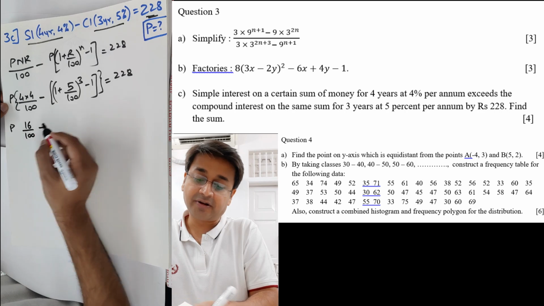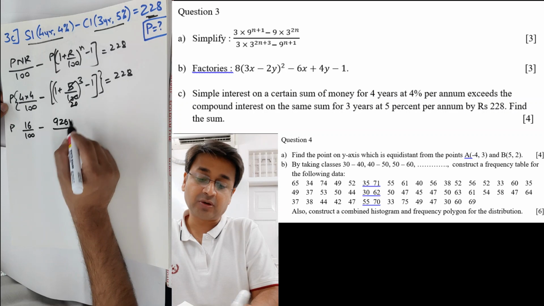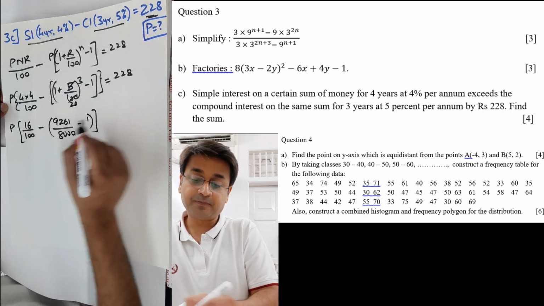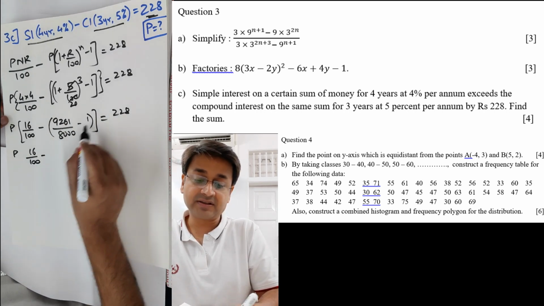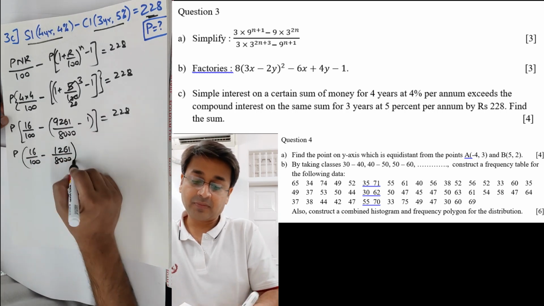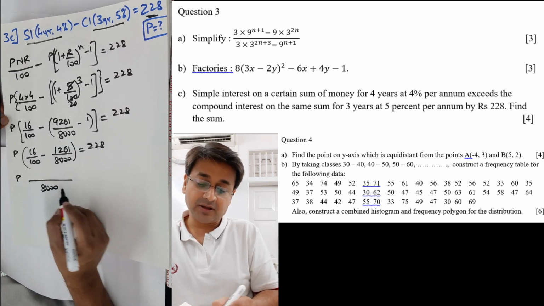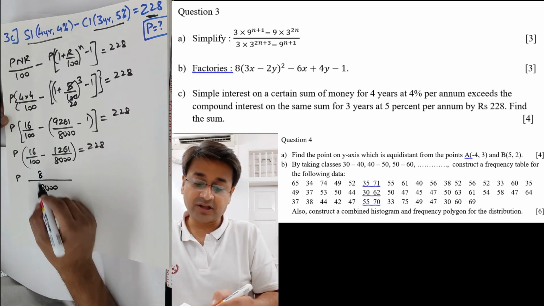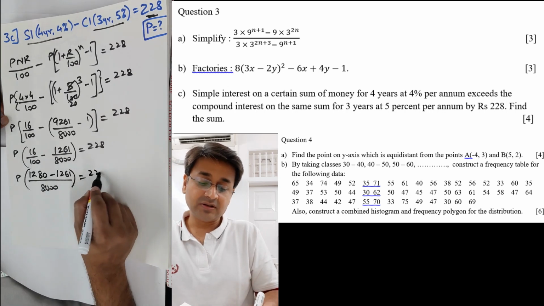So 16 by 100. 5 ones are 5, 20s are 100, so 21 cube will be 9261 and 20 cube will be 8000. These basics you should know by now, okay? Is equal to 228. So I will get 16 by 100 minus 9261 by 8000 is equal to 228. So principal, let's take the LCM as 8000, so 2 zeros go away, 80. So 8 6s are 48, 8 1s are 8, 1280 minus 1261 is equal to 228.